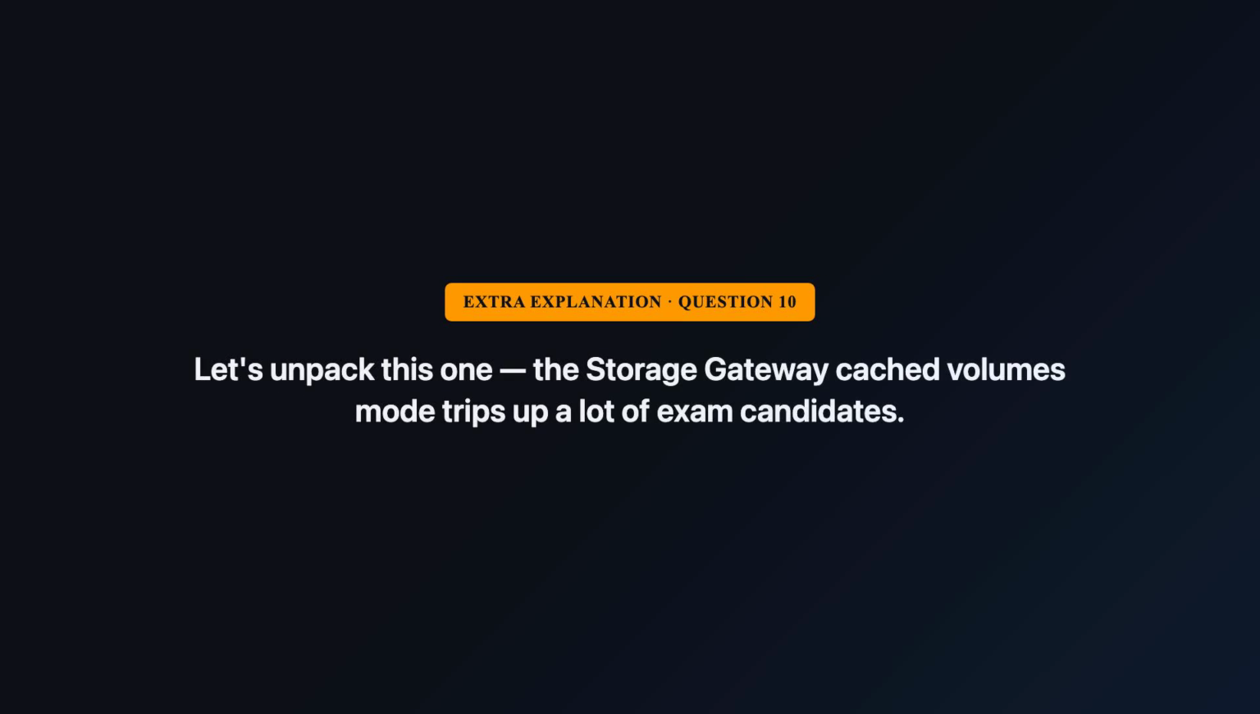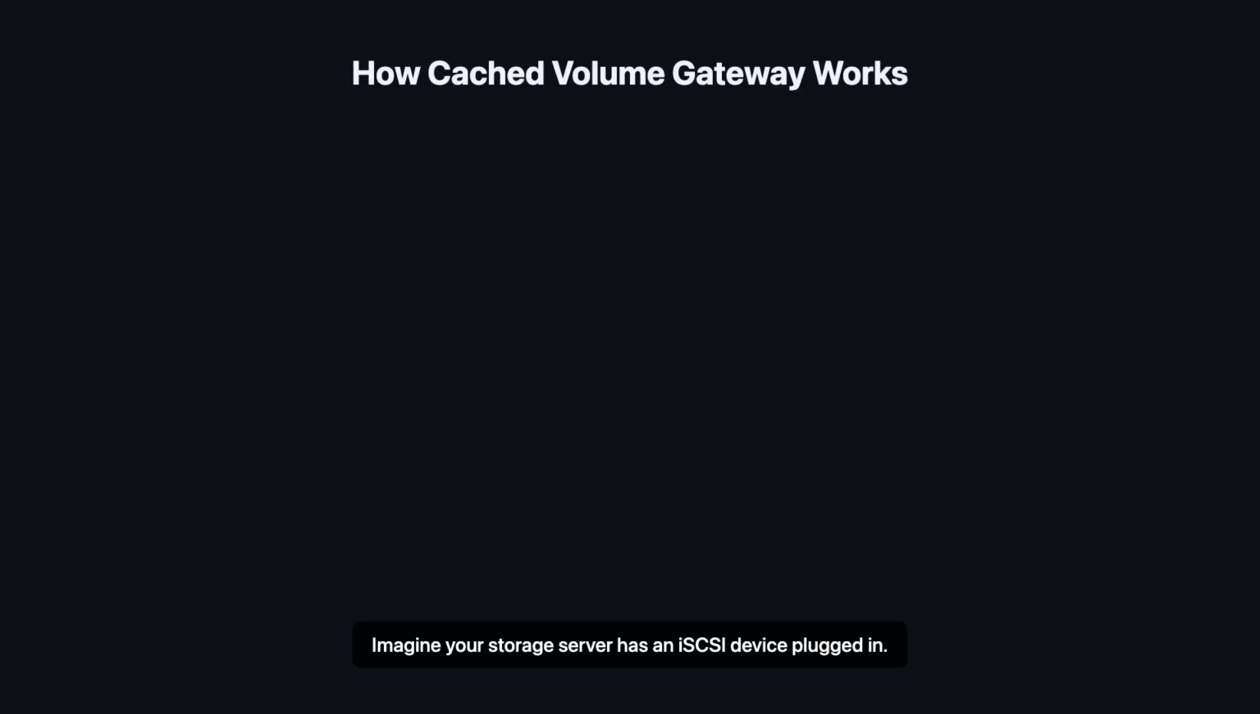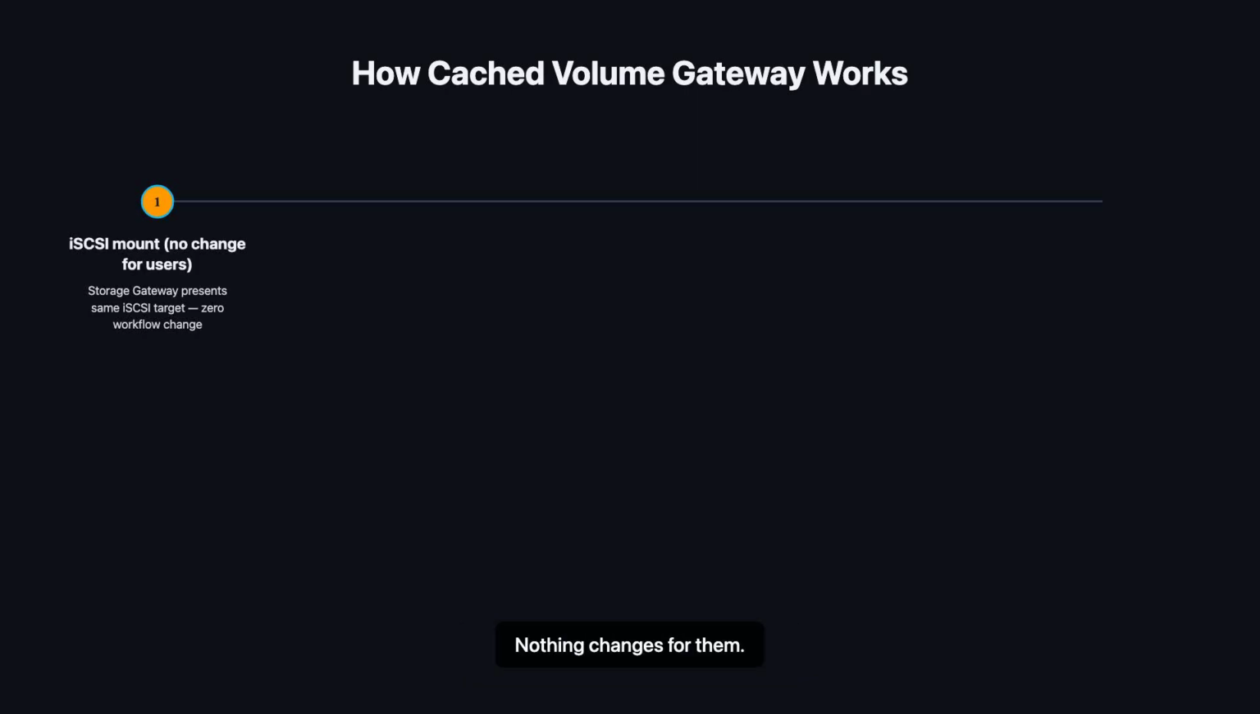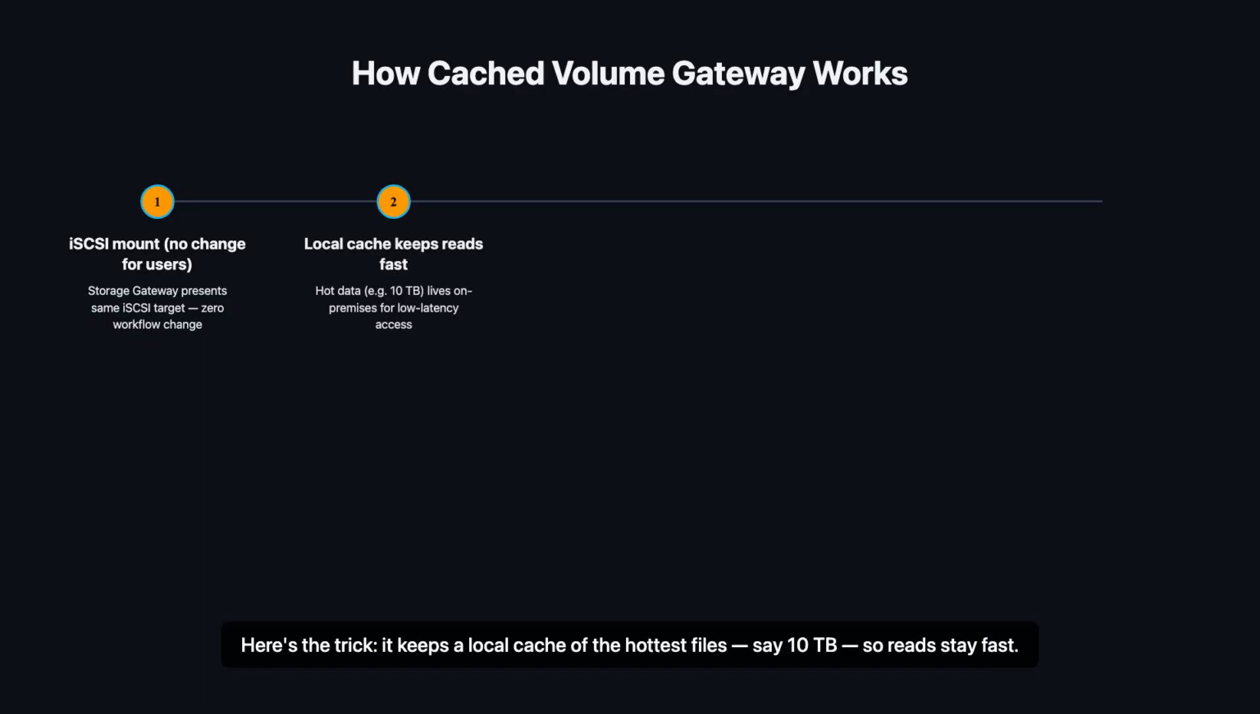Let's unpack this one. The Storage Gateway cached volumes mode trips up a lot of exam candidates. Imagine your storage server has an iSCSI device plugged in. Users mount drives off it every day. Nothing changes for them. Now swap that old iSCSI device for an AWS Storage Gateway. It still speaks iSCSI, the same storage protocol, so your server sees nothing new. Here's the trick. It keeps a local cache of the hottest files, say 10 terabytes, so reads stay fast.